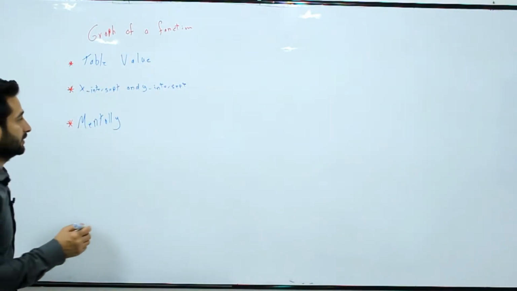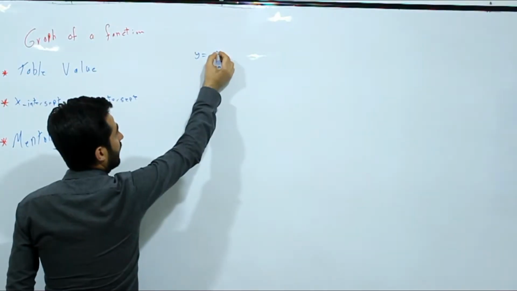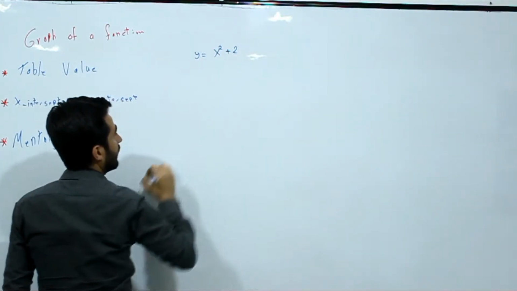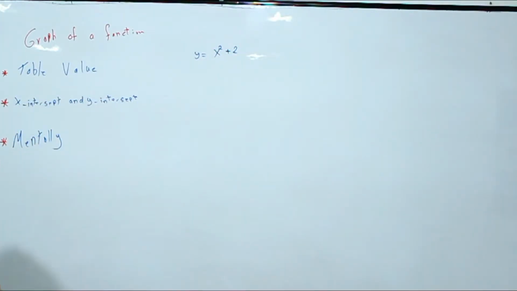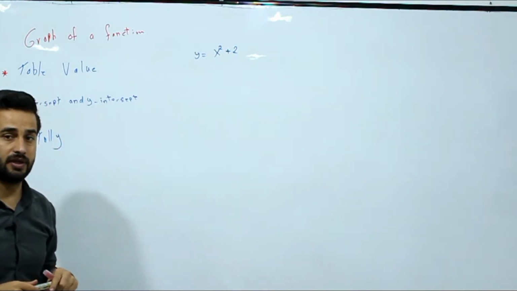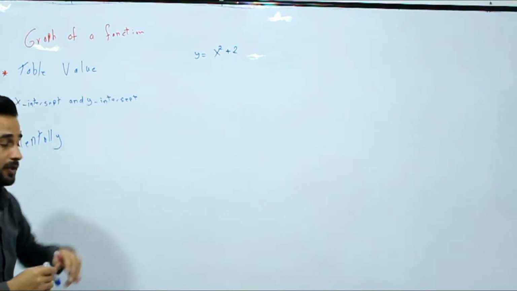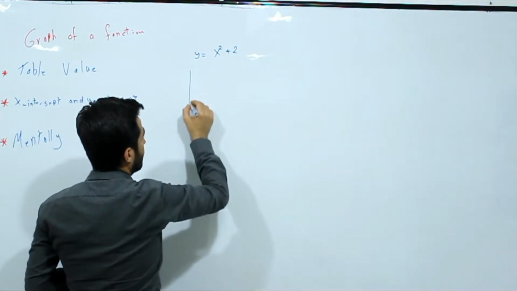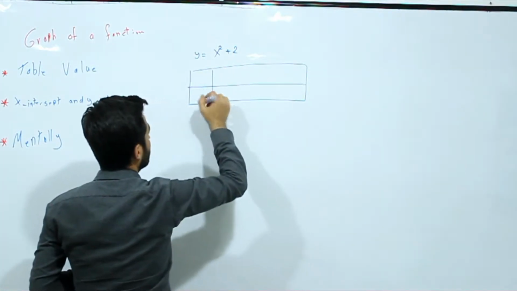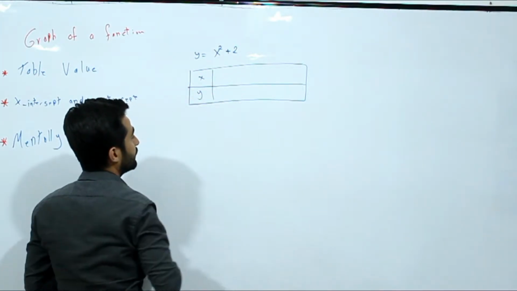For example, y is equal to x squared plus 2. Okay? How can we use this table of values for graphing this? We can draw a table like this. This is called a table of values. We have two letters, x is input and y is output.